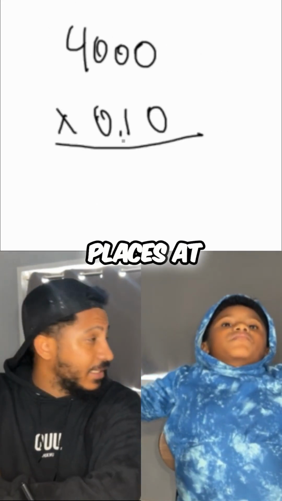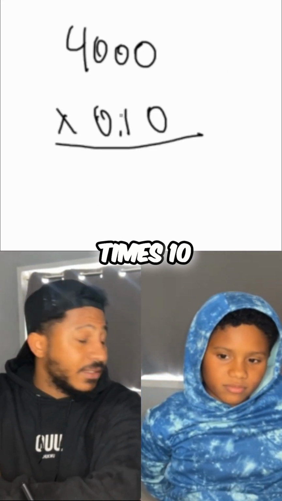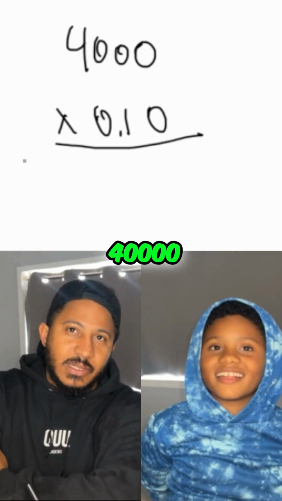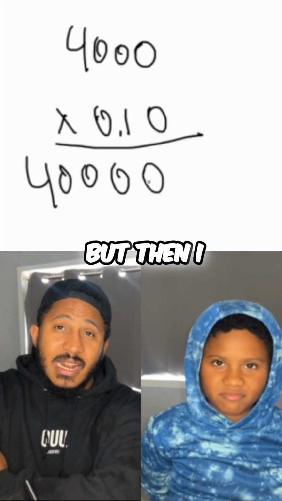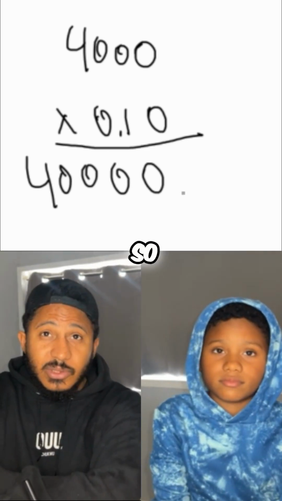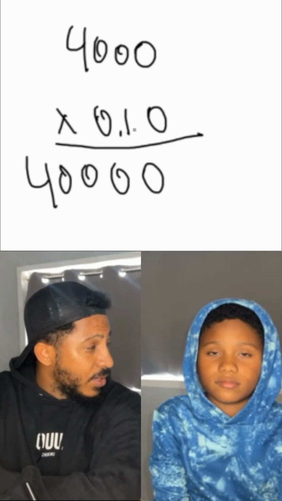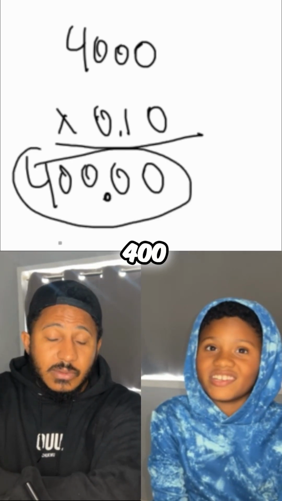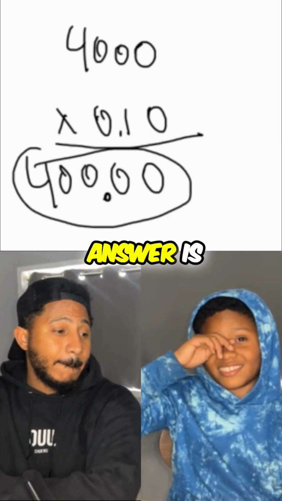Now how do I multiply these? We're going to put 2 decimal places at the end. I'll do 4,000 times 10. 40,000. Okay, but then I have 2 decimal places, so just move it 2 over. And that's what? $400. So the answer is 400.